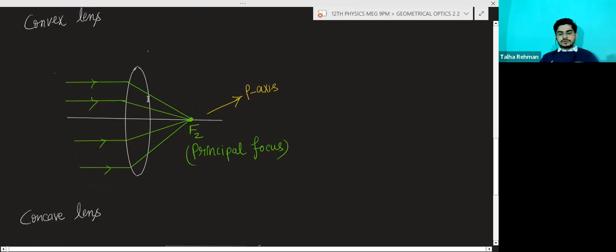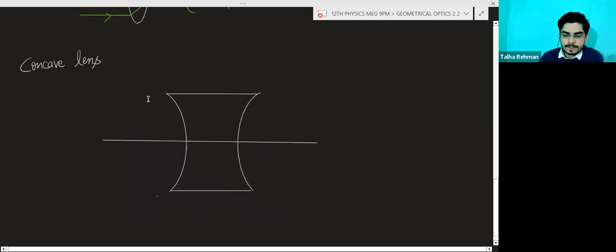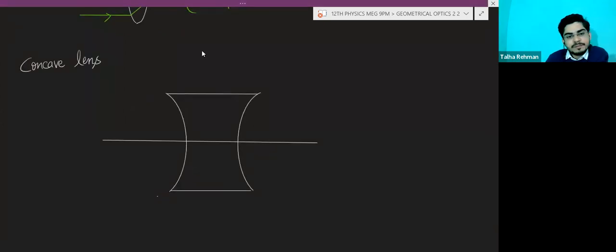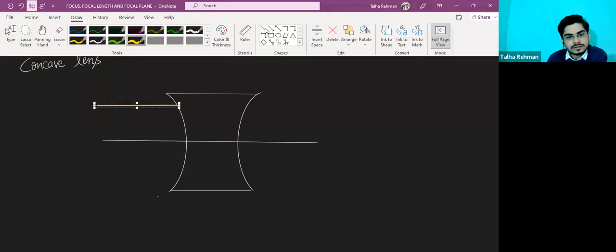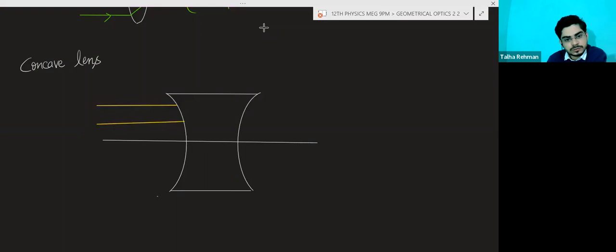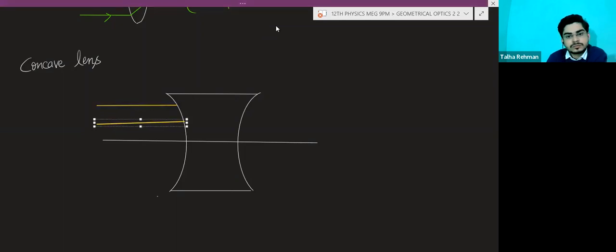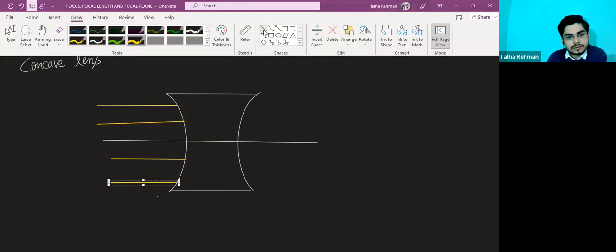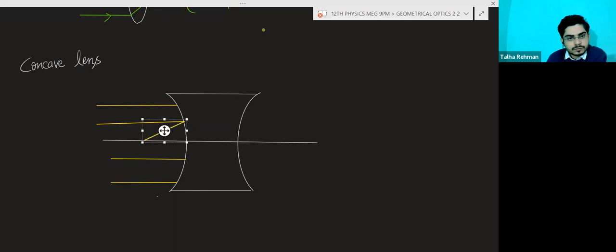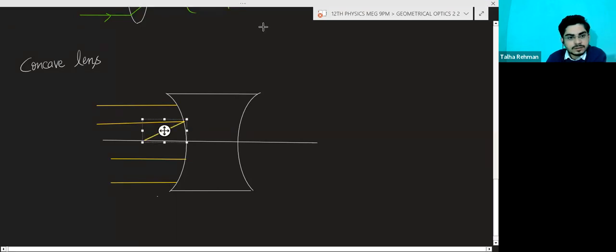Now the story is different for the concave lens. Rays are coming parallel to the principal axis like this. For the concave lens, you have to wait.